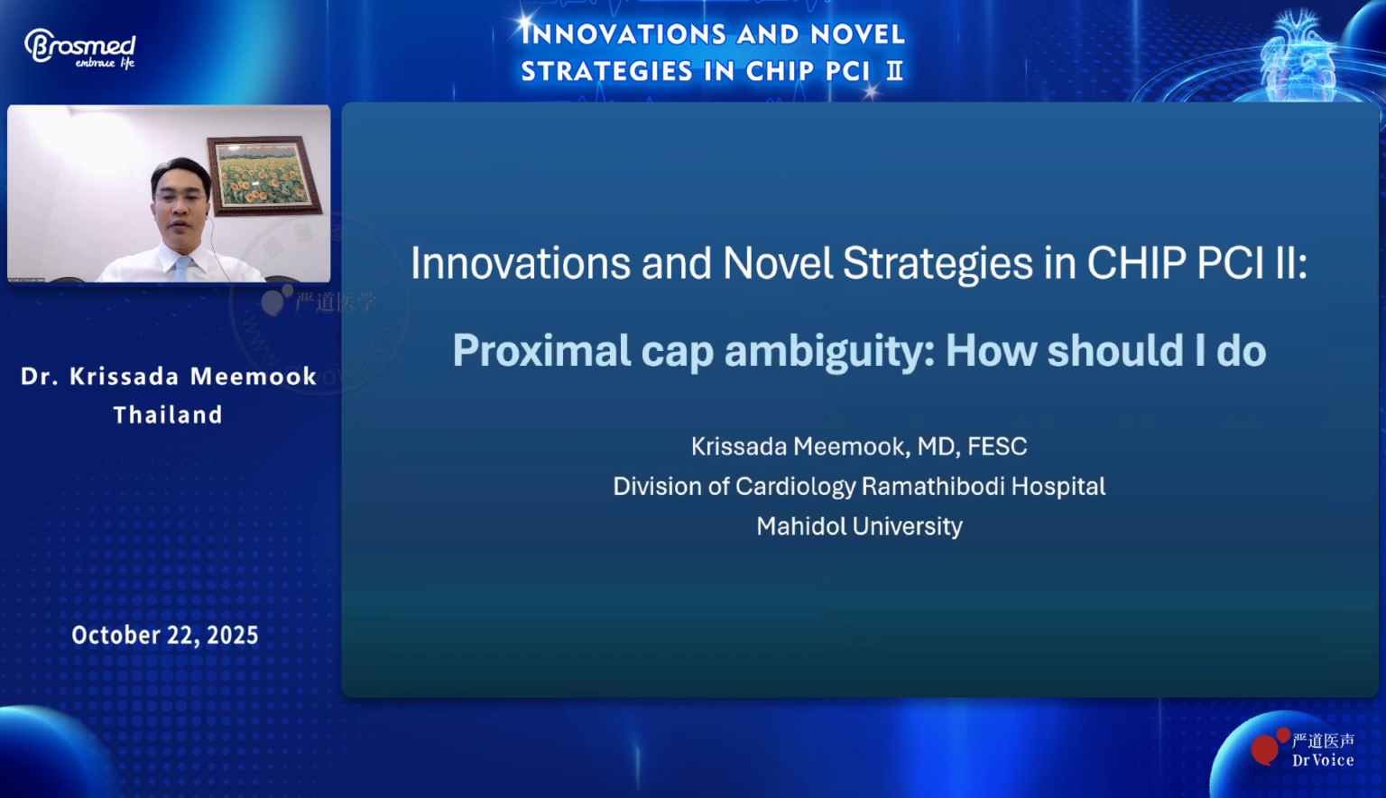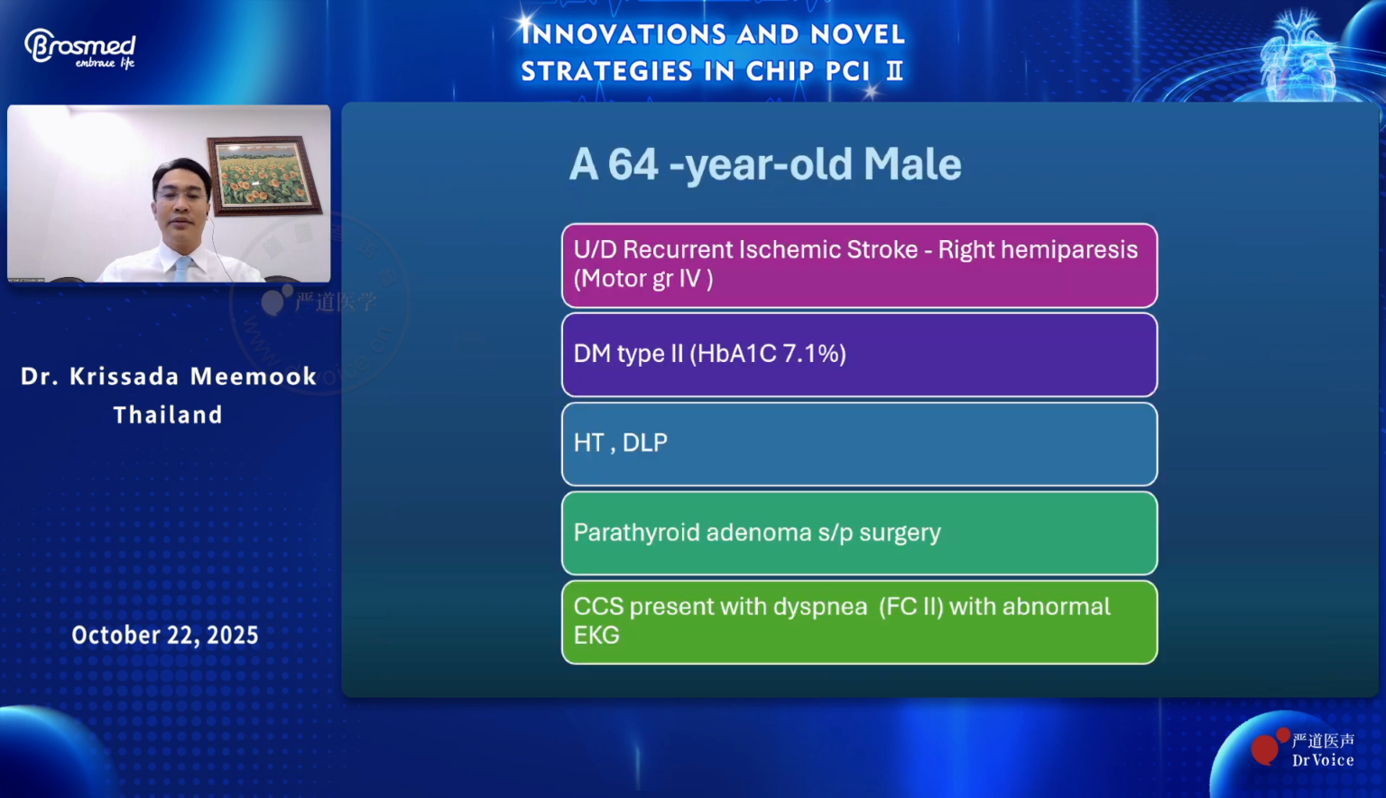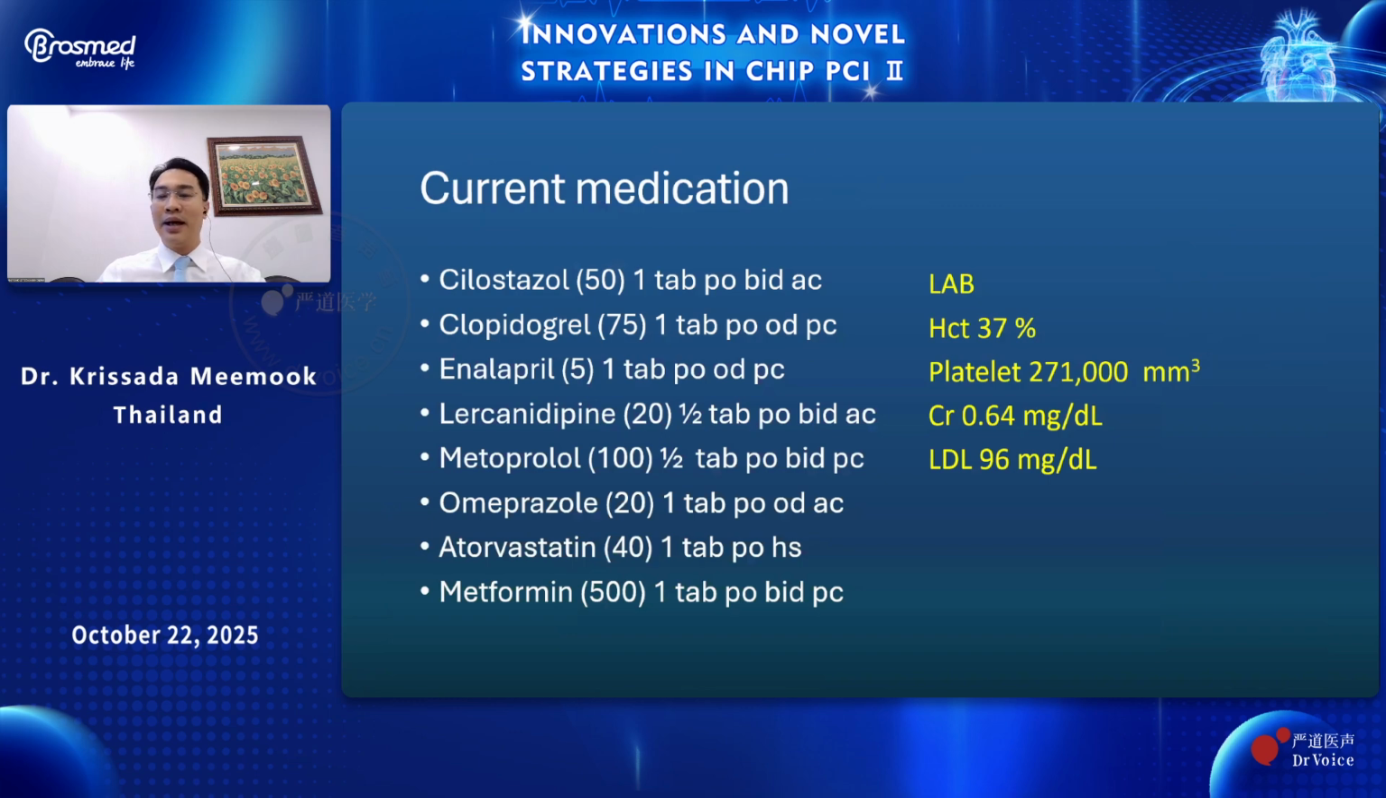This is another example of CTO PCI. This is the case of proximal cap ambiguity. This is another 64-year-old male. He has polyvascular disease, including stroke, and also diabetes with an A1C of 7.1. He has had parathyroid adenoma surgery, and he presented to our hospital with a CCS presentation, NYHA class 2, with abnormal ECG. This is his current medication.